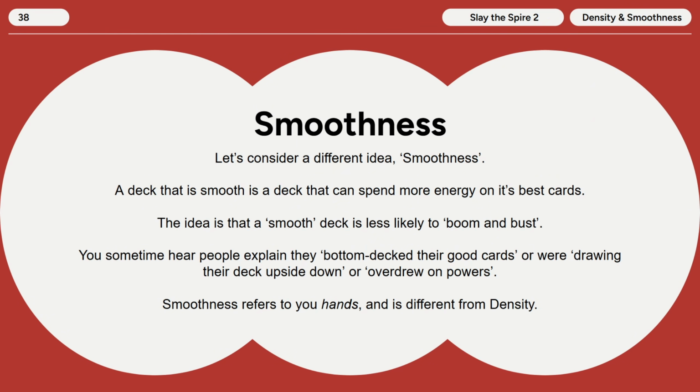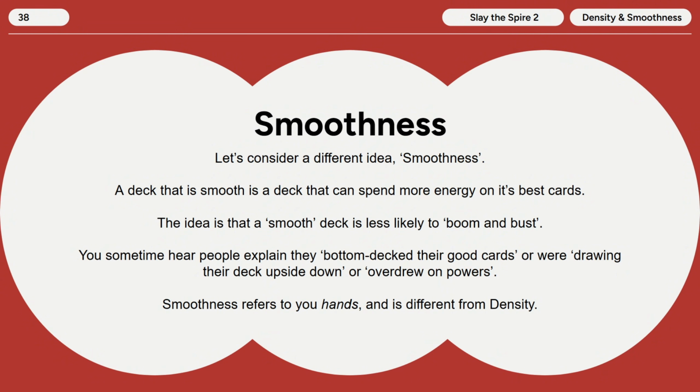Let's talk about the third idea here, smoothness. A deck that is smooth is a deck that can spend more energy on its best cards. The idea is that the smooth deck is less likely to boom and bust. And maybe some motivation around this is you might hear people say, for example, that they bottom decked their good cards, or that they drew their deck upside down, or that they overdrew on powers. Phrases like this.